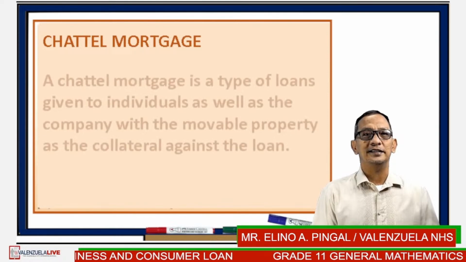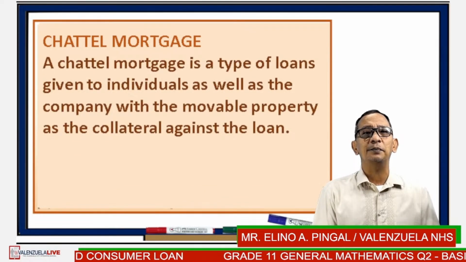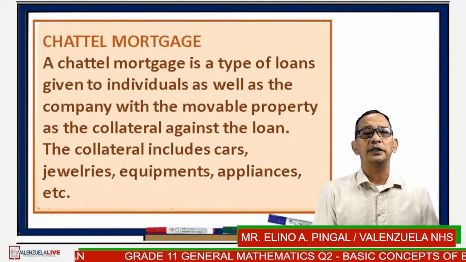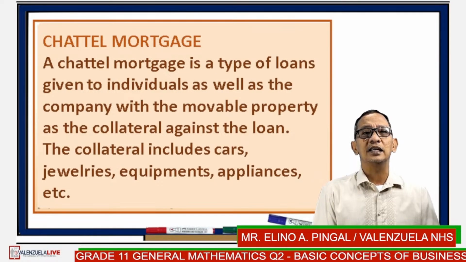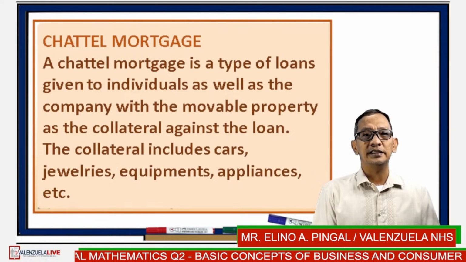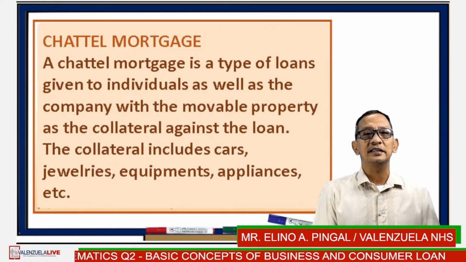Chattel mortgage. A chattel mortgage is a type of loans given to individuals as well as the company with the movable property as a collateral against the loan. The collateral includes cars, jewelry, equipments, appliances, and many more.